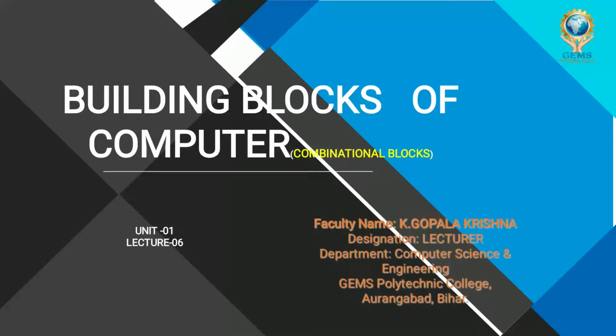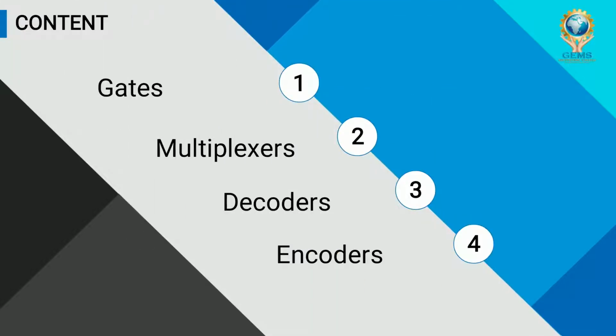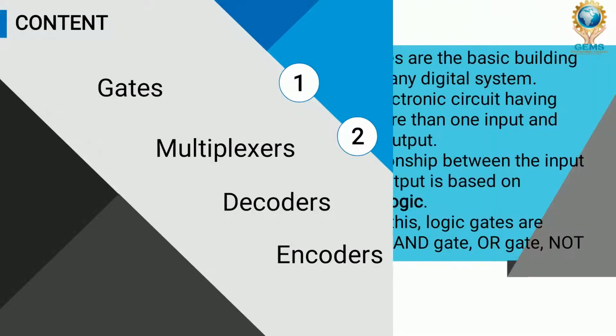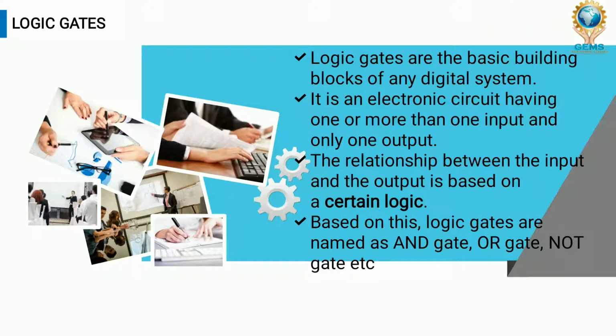In this video lecture, I am going to talk about building blocks of computer. These building blocks are divided into two categories, two classifications. First one is the combinational blocks, second one is the sequential blocks. This is my sixth video lecture. Here, I am going to talk about gates, multiplexers, decoders, encoders. You will see logic gates.